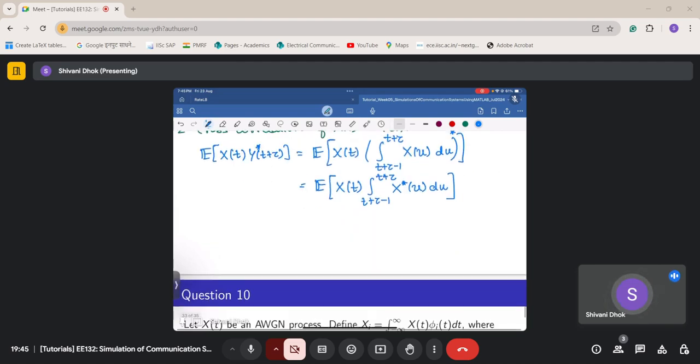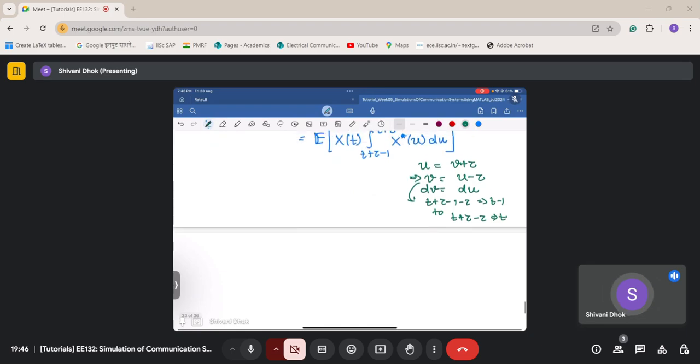Now what I'll do is I'll do a small replacement. Let this u be equal to v plus tau, which means that your v will be equal to u minus tau, dv equal to du, and your v will vary from t plus tau minus 1 minus tau, that is t minus 1, to t plus tau minus tau, that is t. So now your v will vary from t minus 1 to t.